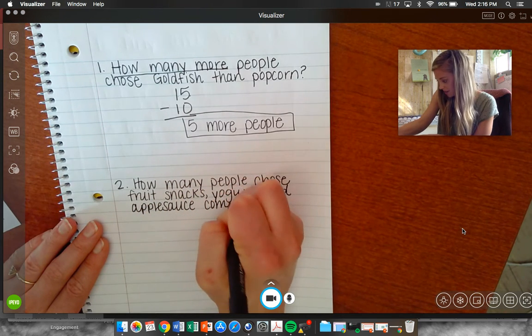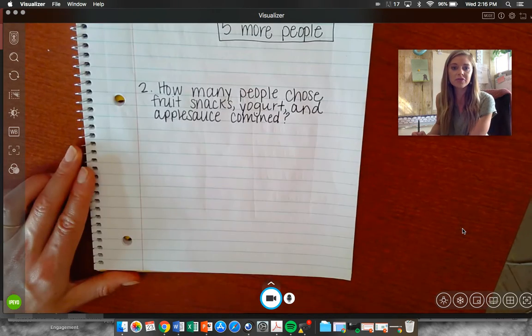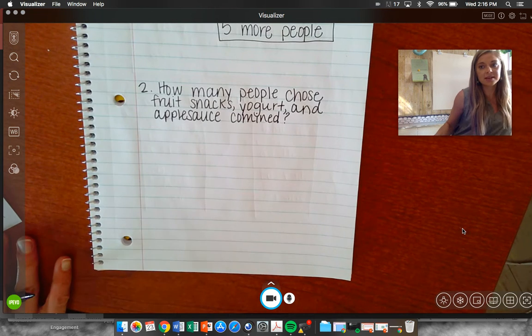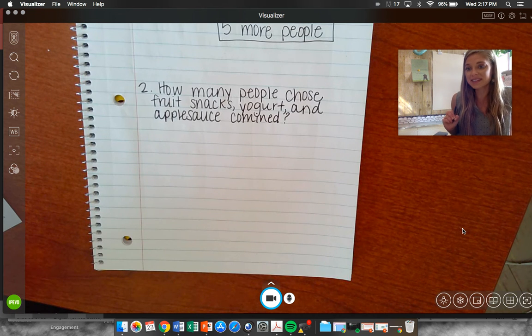All right, this question says, how many people chose fruit snacks, yogurt, and applesauce combined? The first thing we would do is put or underline the important words.